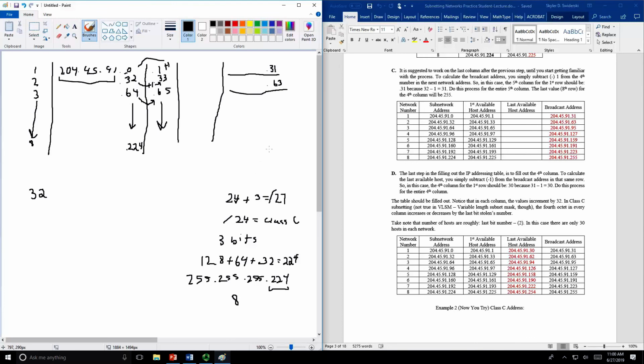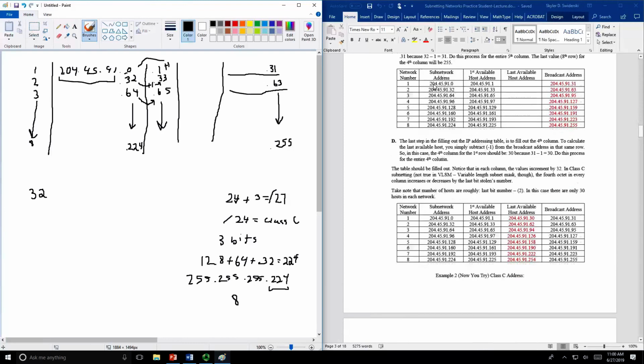And in most cases here, the last row, the last network, will end in 255, because remember, you can't go past 255. So fill out the rest of the column accordingly, and then we can move on to the next column, which is the last available host address.